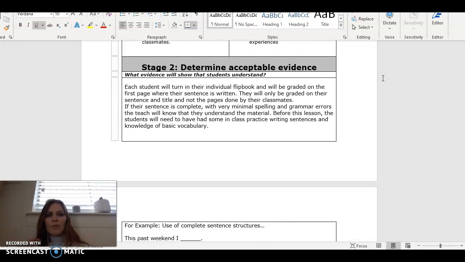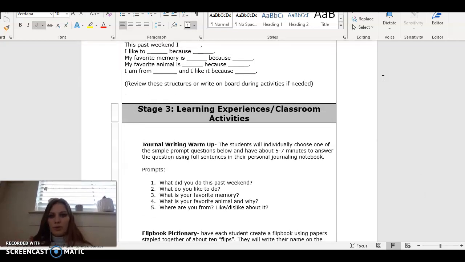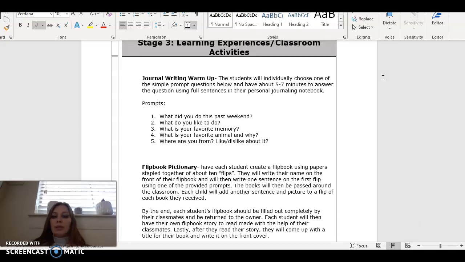And so I'm going to explain my stage 3 before my stage 2, just so it makes a little bit more sense. For the learning activities for this lesson that I've created, first the students start with a journal writing warm-up.